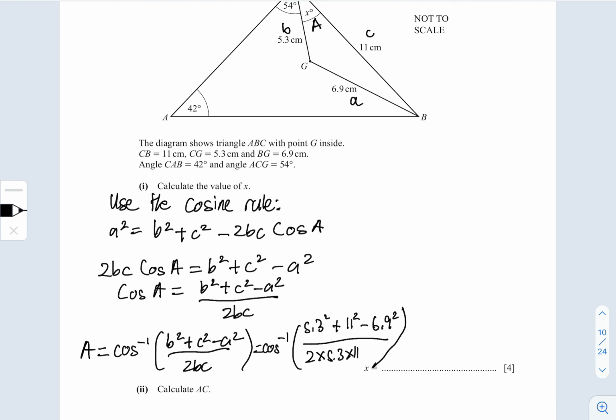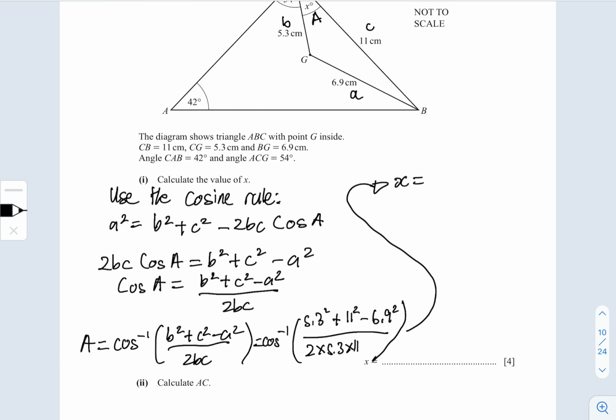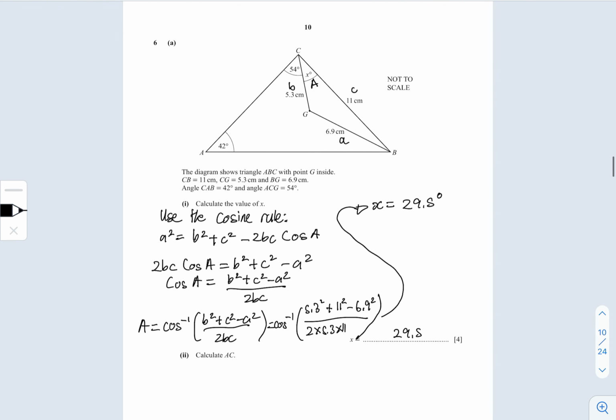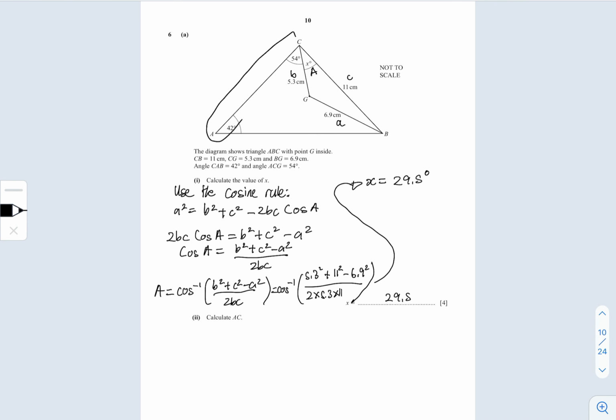By plugging that into the calculator, we get angle BCG, which is x, equals 29.5 degrees. Therefore, x is 29.5. Now, moving on to the second part of the question, it asks us to calculate AC, which is this length here. To find it, you need to calculate this angle, and you have this length as well. So let's calculate angle ABC first.